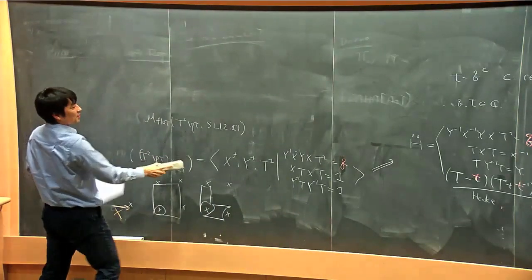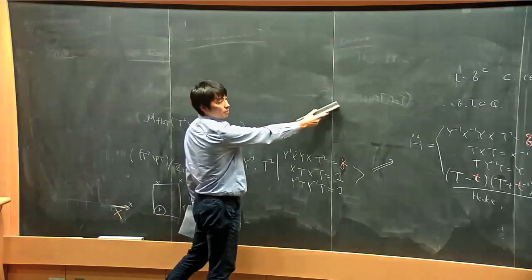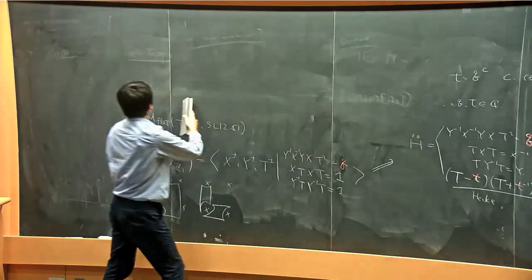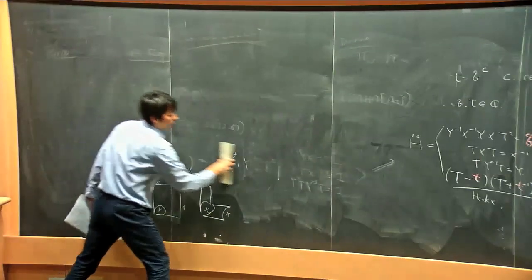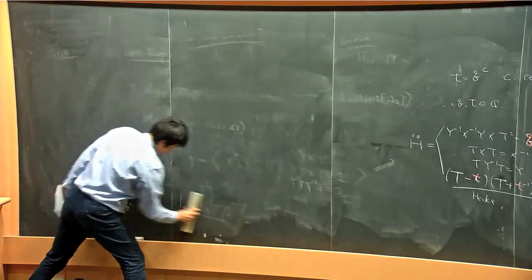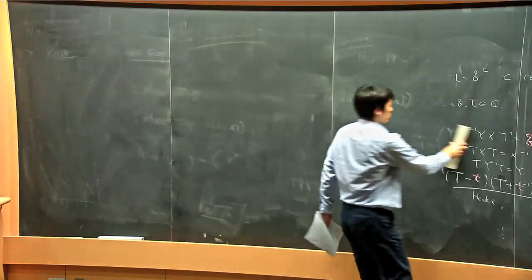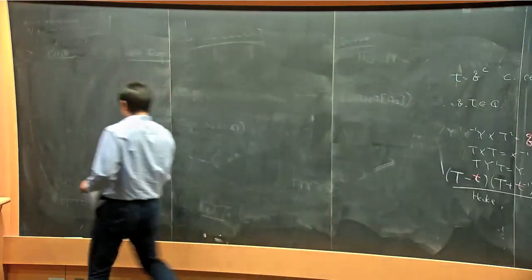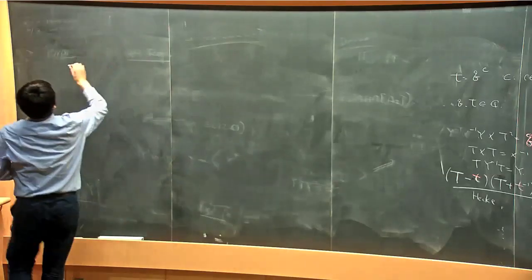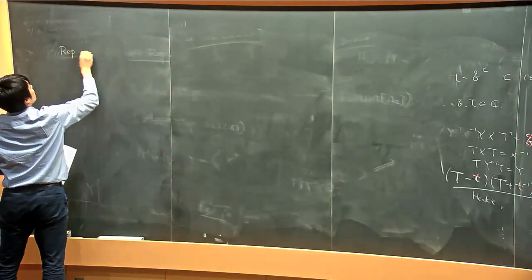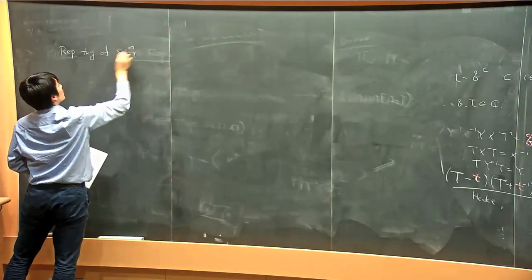I already erased it, but I just want to understand the representation theory of this double affine algebra and its relation to the geometry of this moduli space of flat connections. So first I want to understand the representation theory of the double affine algebra. Okay, so let's study the representation theory of spherical DAHA, not the DAHA itself.